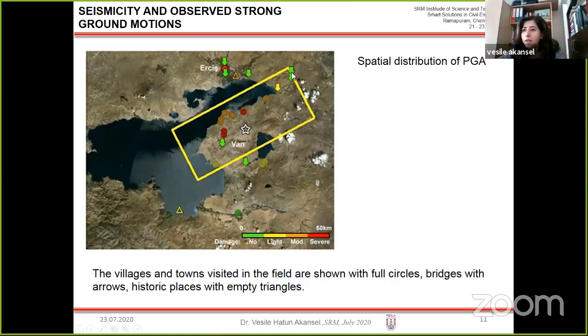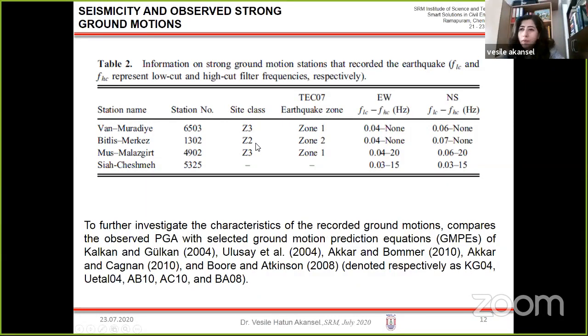And you can see that these green ones mean no damage, okay? And the red ones mean there's severe damage, and we have many moderate damages along the faulting line. So you can see the information on the strong ground motion stations that recorded the earthquake, okay?